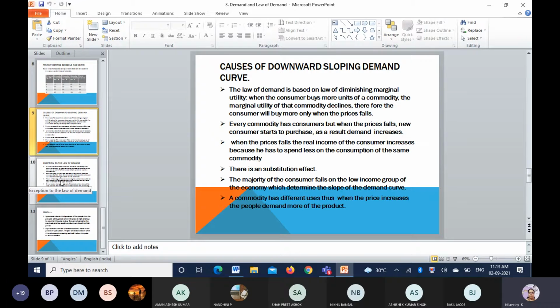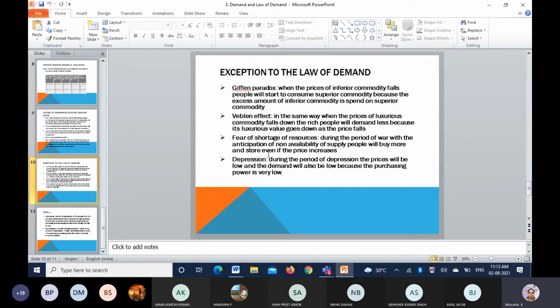And then comes some exceptions to the law of demand. As I said, the law of demand is not for all commodities, and I have already said that it doesn't work for luxurious commodities. That luxurious commodity effect, we call it the Veblen effect. Why? Because Veblen is an economist who has explained it, where he has stated that this law doesn't operate for luxurious commodities.